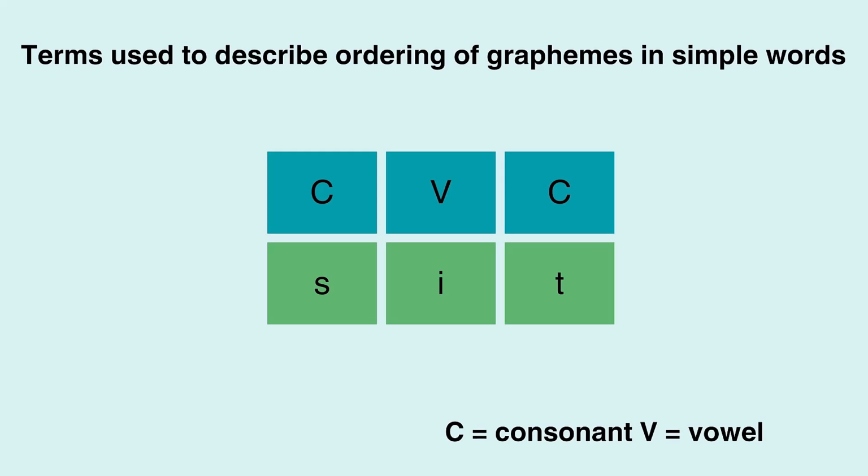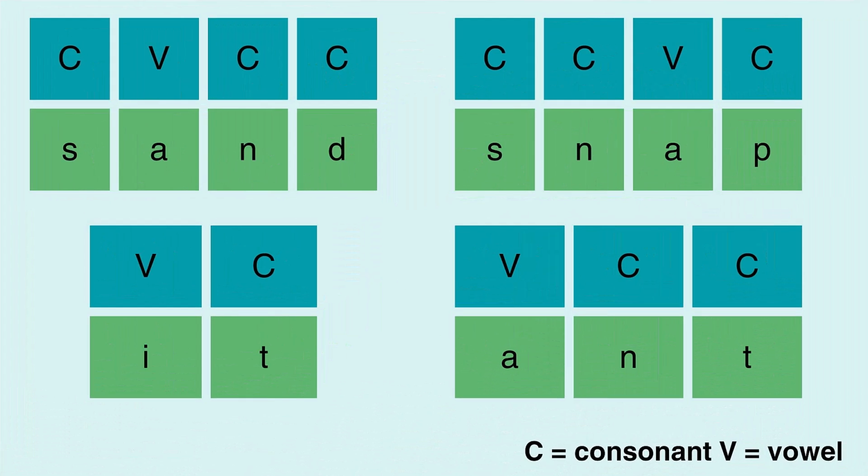The simplest words children are introduced to are consonant, vowel, consonant words, or CVC words, such as sit, tip, pan, and tin. Other terms used to describe the ordering of graphemes in simple words are CVCC, for example, sand, milk, or went; CCVC, for example, snap, swim, or clap; VC, for example, it, in, or am; and VCC, for example, ant, ink, or end.